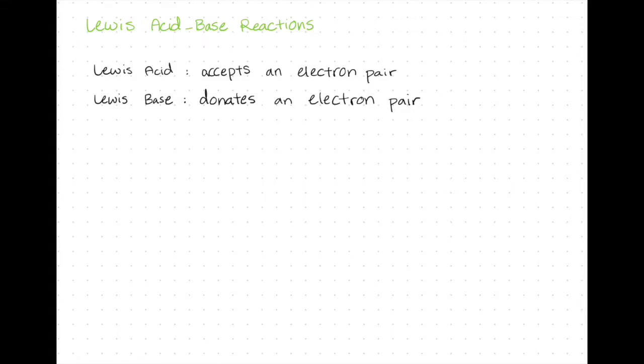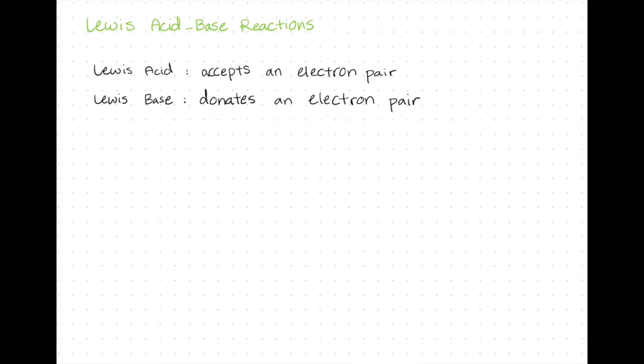Everyone, so today we're going to review Lewis acid-base reactions, which is a topic in Organic Chemistry 1, and it's super important. You need to know it in order to succeed in Organic Chemistry 1. So, as you know, a Lewis acid is a compound that accepts an electron pair from what? From the Lewis base. And the Lewis base is a compound that donates an electron pair.